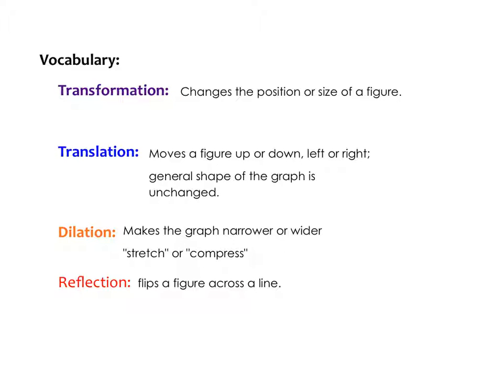Okay, some new vocabulary. A transformation changes the position or size of a figure. A translation moves a figure up, down, left, or right. However, the general shape of the graph is unchanged. A dilation makes the graph narrower or wider, and a word that we are going to use to reference narrower is called a stretch. Wider is called a compress. And a reflection flips a figure across a line.